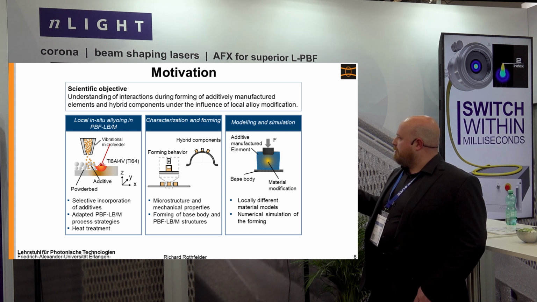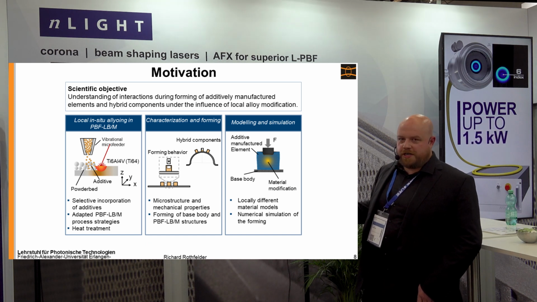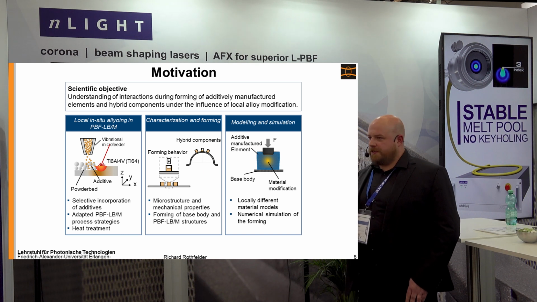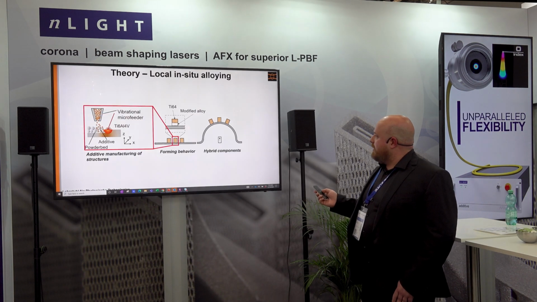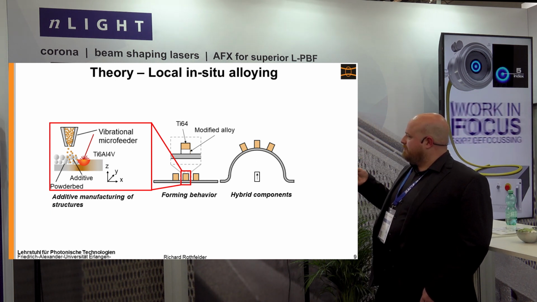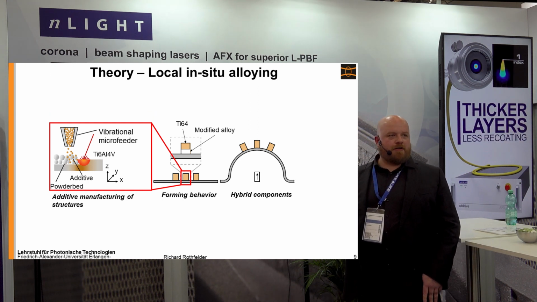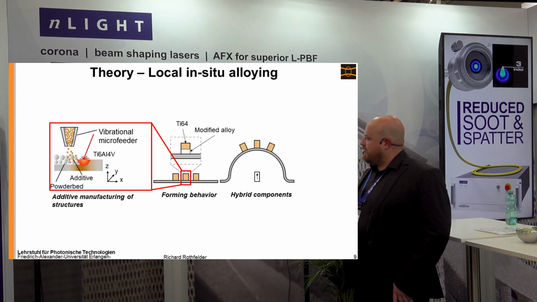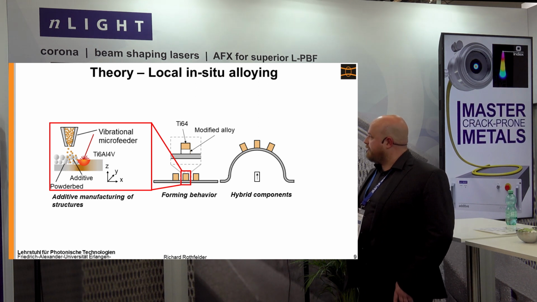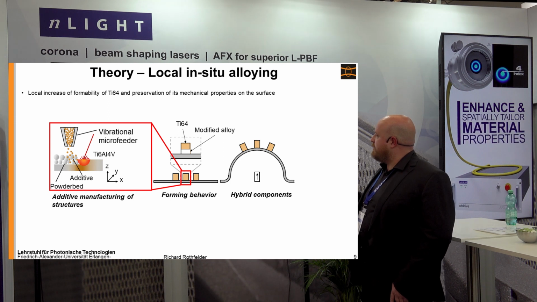And well, I'm working together with the colleagues of the Institute of Manufacturing Technology. They work on the forming operations. My part is the local in-situ alloying in the PBF-LB. And this will also be the focus of today's talk. A little bit about the theory of the local in-situ alloying. We will build just little elements on our substrate plate, and the deformed substrate plate after this will be our hybrid component. But as you know, normally I have just one feedstock, so just one single powder I can work with in the powder bed. Therefore, we want to locally increase the formability of our Ti64 part and preserve its mechanical properties on the surface.